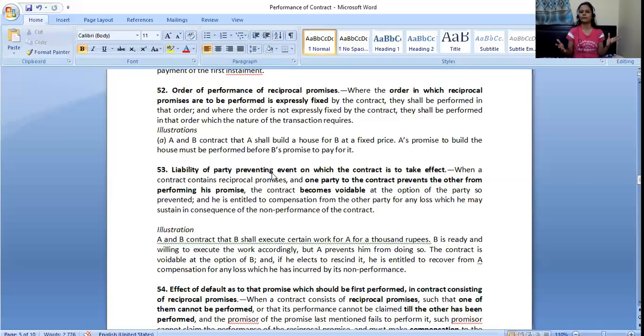So it becomes voidable. Once there is a contract between 2 persons, me and you, I came forward to perform my part, but you prevented me, you did not allow me to perform. Now it depends on me whether I would again approach you and ask whether I can perform it or not. So it becomes voidable at the option of the one who has been prevented. If you prevent me from performing my contract, it becomes voidable at my option. Now I will decide whether I want to make a second attempt to perform it or not. So this is what section 53 is all about.